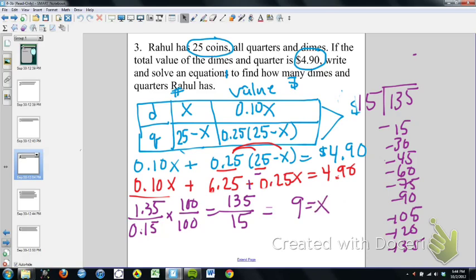So that means you have 9 dimes, and you have 25 minus 9 quarters, and 25 minus 9 is 16. So you have 9 dimes and 16 quarters. That makes sense, because if you had 9 dimes, you'd have 90 cents, and if you have 16 quarters, you would have $4, so $4 plus 90 cents is $4.90. Okay, and that was the last problem that we're going over for this lesson.